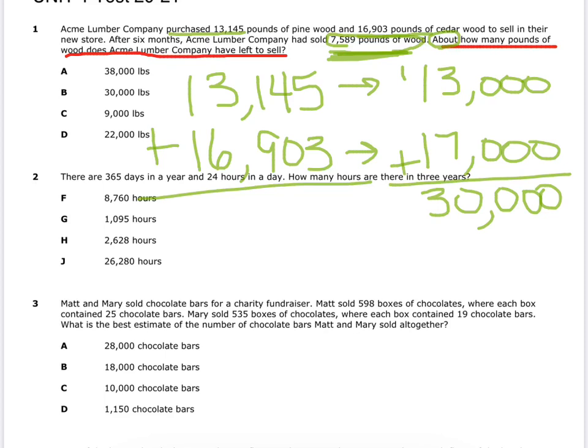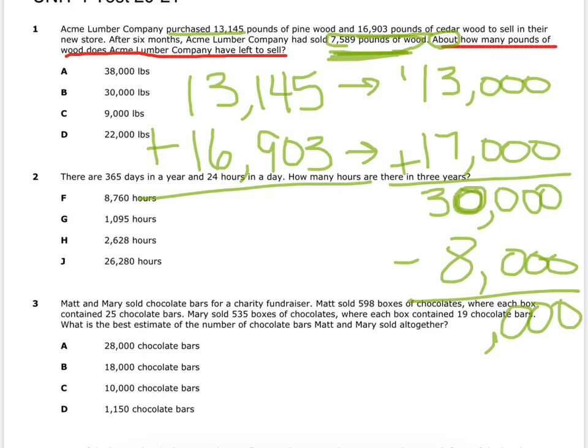So I'm going to estimate that to be 8,000. So now I'm going to subtract 8,000 pounds. So they purchased 30,000 and then they sold 8,000, and that's after I've rounded it. So now I just have to subtract: 0, 0, 0. If I have 0 right here, I can't take 8 away from it. I would get a negative number, and we don't do negatives in 5th grade.